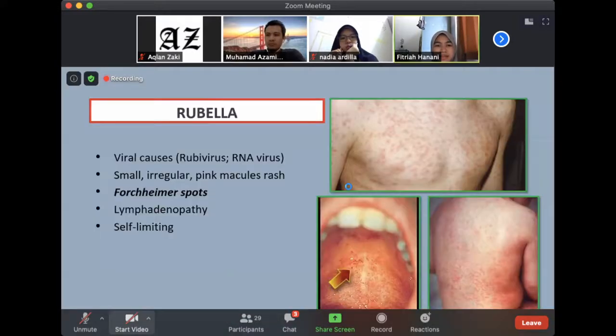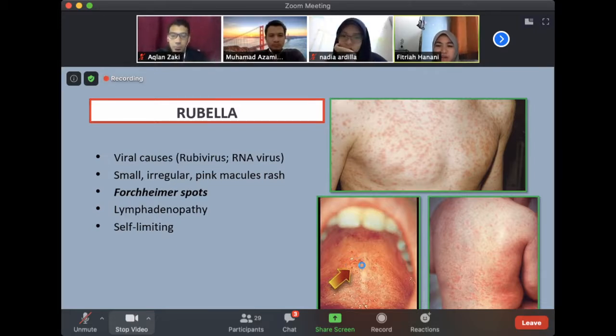And then for rubella, it is caused by the rubivirus. The rash is described as a small, irregular, pink macular rash. It is also associated with Forchheimer spot. Forchheimer spot is a petechial spot that we can find on the soft palate. However, only 20% of patients manifest this Forchheimer spot. It can also be associated with lymphadenopathy and is self-limiting.